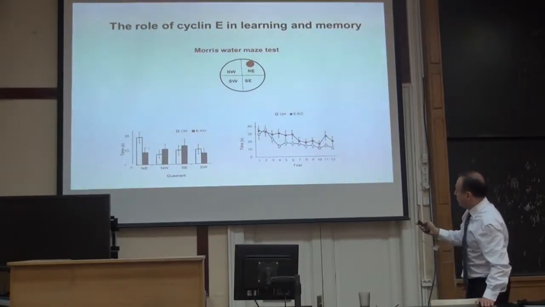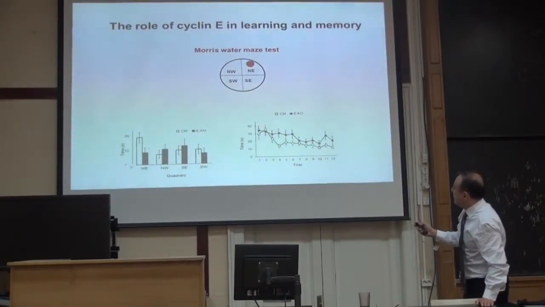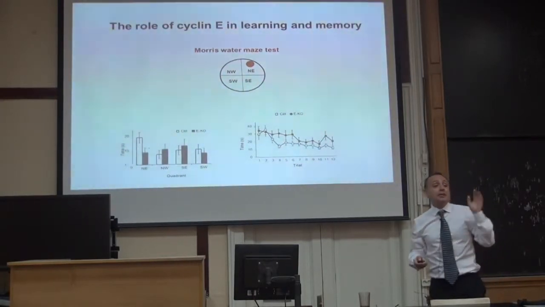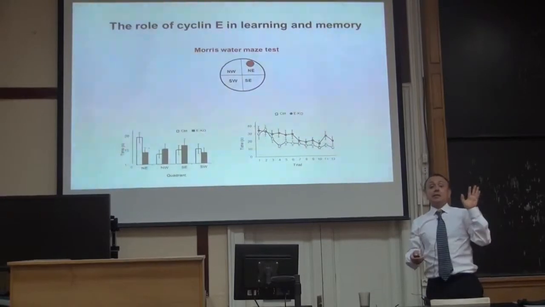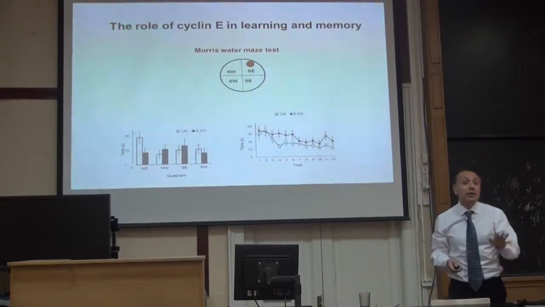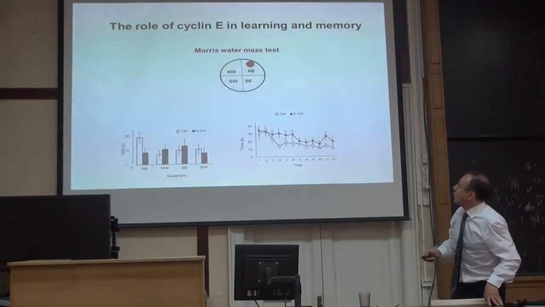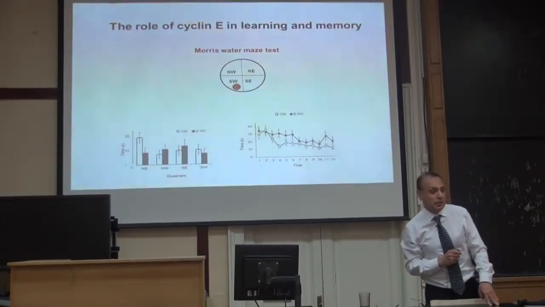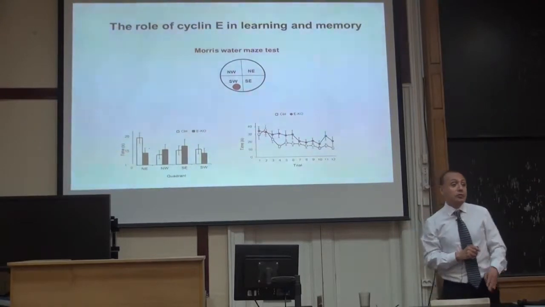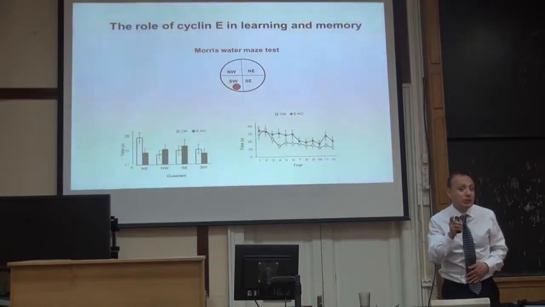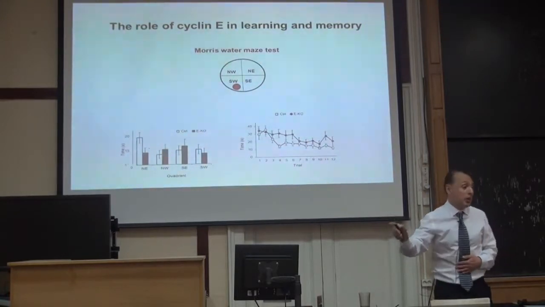So experiments are as follows. We put the platform here, and then we teach the mice that the platform is there until the most stupid mouse remembers that the platform is in this quadrant. And now we are going to put the platform to the new quadrant. And we are going to throw the mice into the water and see how long it will take them to figure out that what they learned no longer applies.